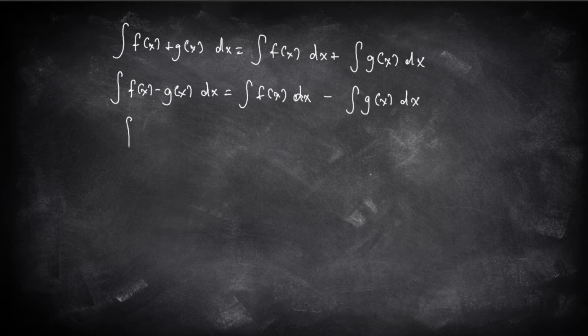And the last one is a scalar. If we have a scalar c multiplied by our equation, it's the same thing as just taking the scalar multiplied by the integral of that equation. So you could just move that scalar out. And that's basically it. It's the same thing as our derivatives. So let's try an example with this.